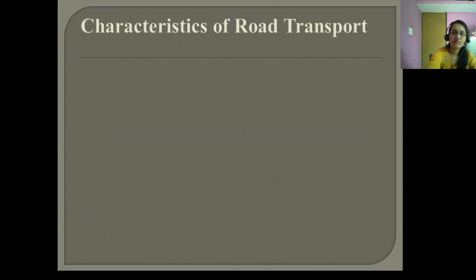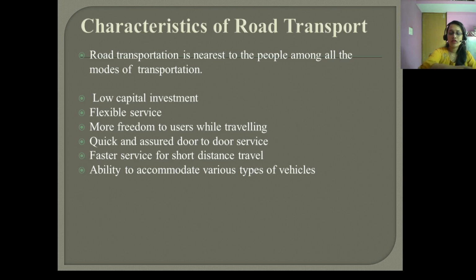Coming to the characteristics of road transport. Road transport offers various characteristics. First is low capital investment. Under this, road transport requires small investment for the government. Motor vehicles are much cheaper than other carriers like rail locomotives. So construction and maintenance of roads is also cheaper than that of railway tracks, docks and airports.